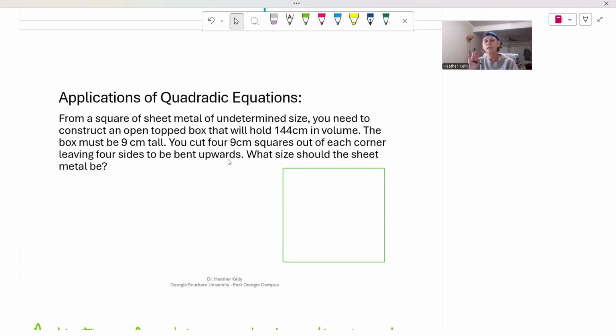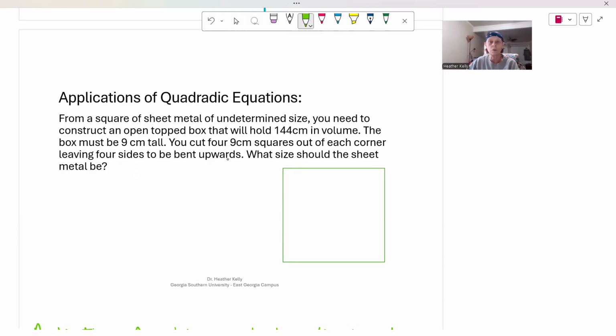Okay, so here's the idea. This is a square of sheet metal of undetermined size, and I need to construct an open top box that'll hold 144 centimeters in volume. The box has to be 9 centimeters tall, so I cut out 4 9-centimeter squares out of each corner, leaving the 4 sides to be bent upwards. What size should I start the sheet of metal with?